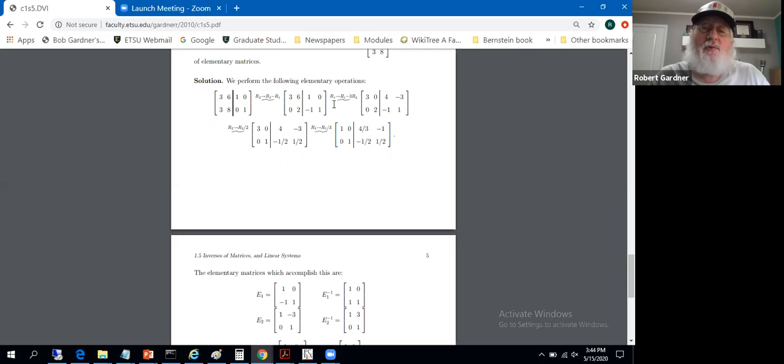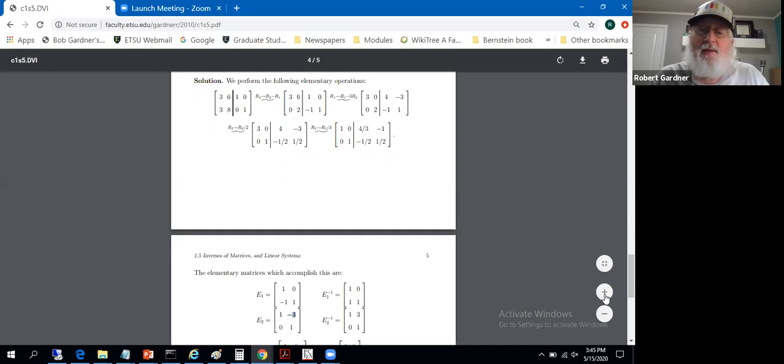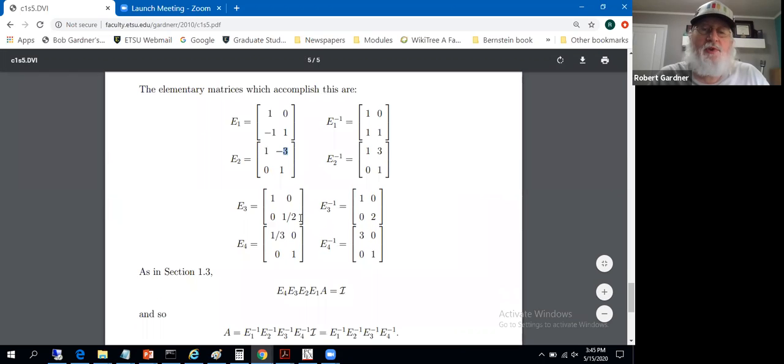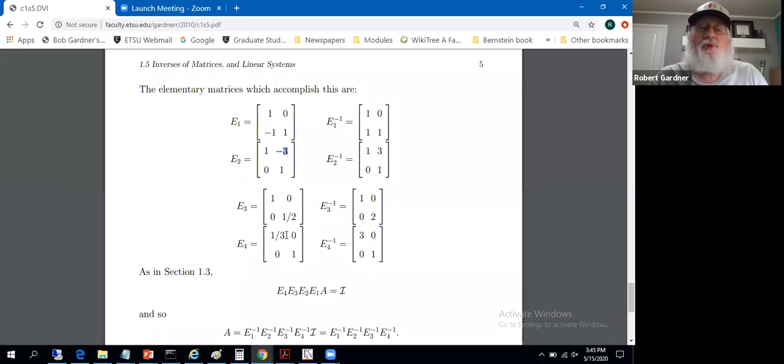Secondly, we took row 1 and subtracted 3 times row 2. Take a 2 by 2 identity matrix, subtract 3 times row 2 from row 1. It'll introduce a -3 right there. We divided row 2 by 2 and then divided row 1 by 3. Okay, and how would you undo each of these? So here are the matrices that represent the 4 elementary operations we just did.